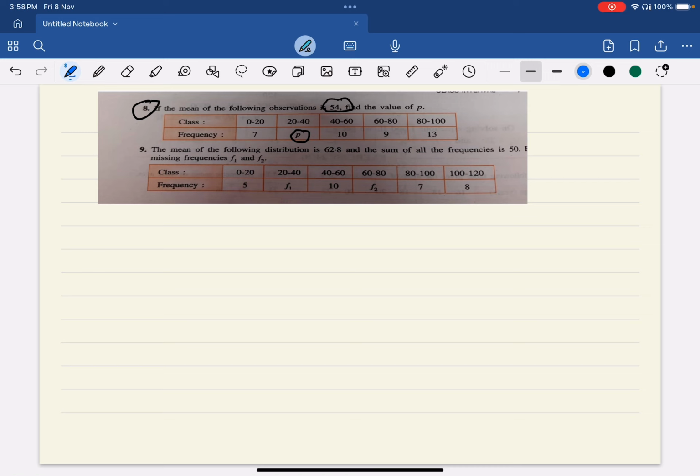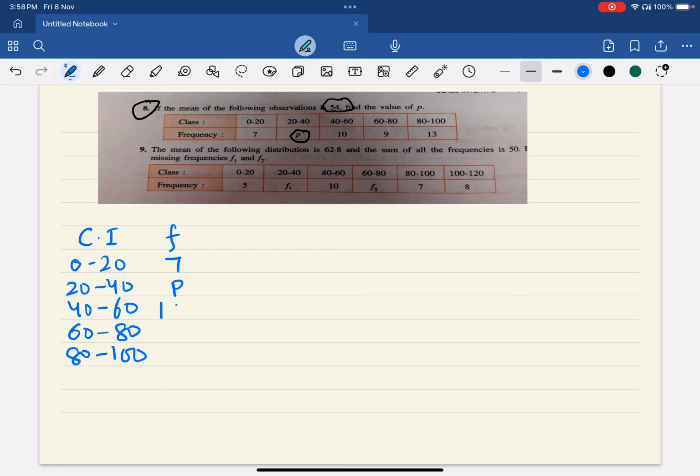So let us quickly make the table. Our class intervals are 0 to 20, 20 to 40, 40 to 60, 60 to 80, and 80 to 100. So this is the class interval. The frequencies given to us are 7, P, which we have to find, 10, 9, and 30.